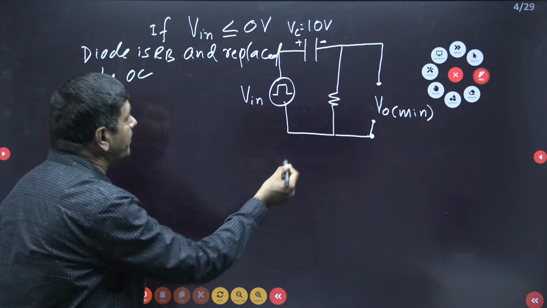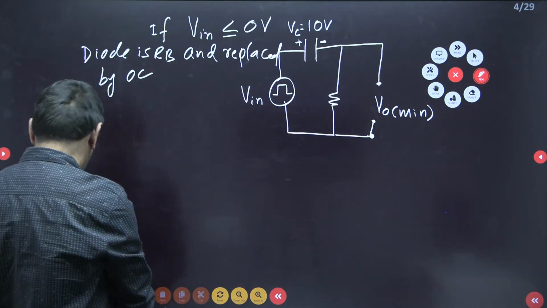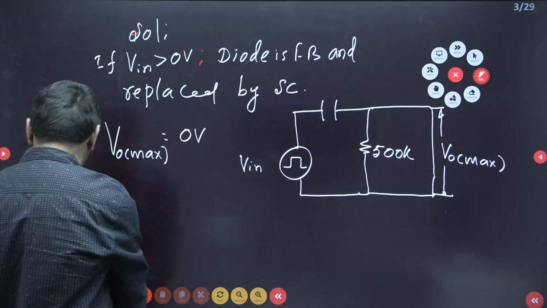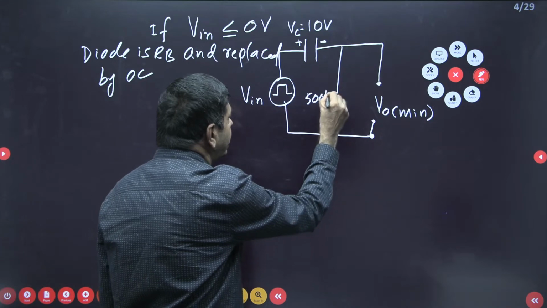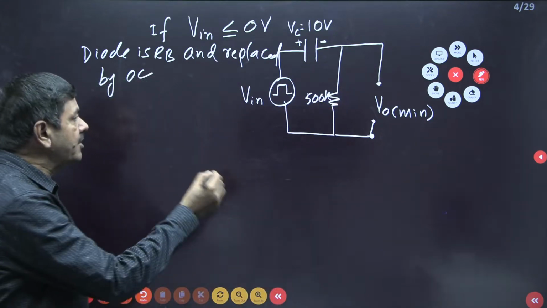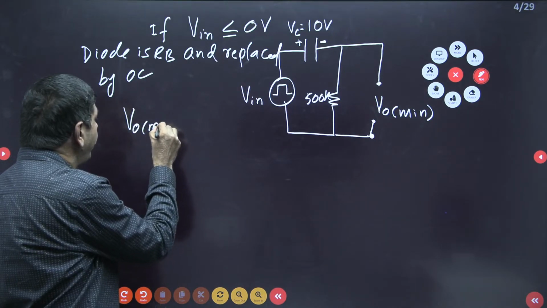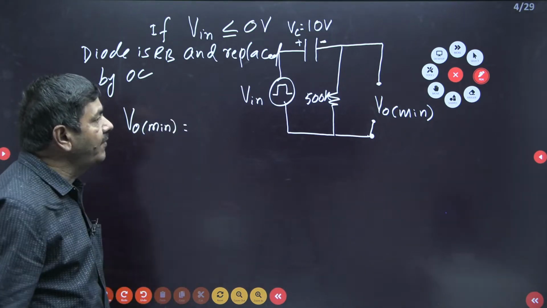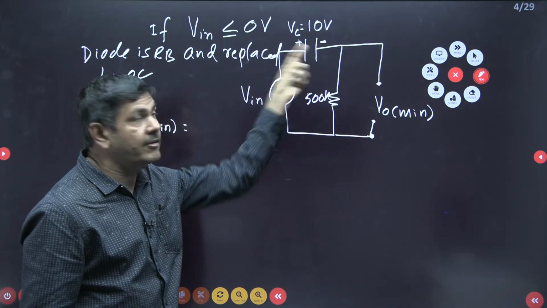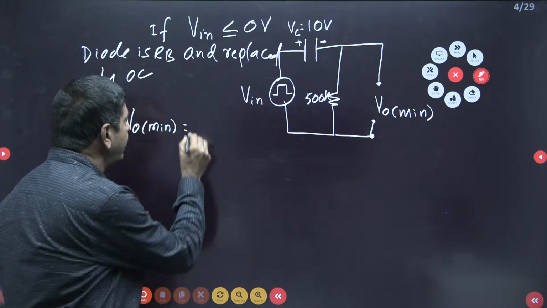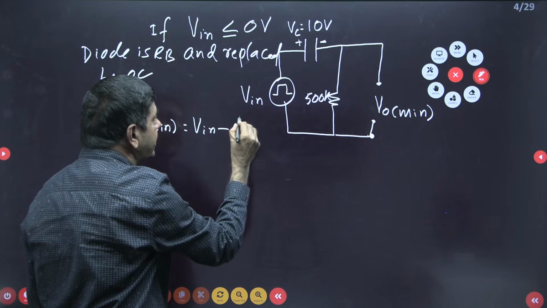Then what is going to happen? We want to find what is V0. What about that resistor? What is the value of resistor? 500K it is given here. This is 500K. But I wish to find what is V0 minimum here. How can we find the V0 minimum? V0 minimum is nothing but Vin minus the voltage across Vc only. I can write Vin minus the voltage across the capacitor.